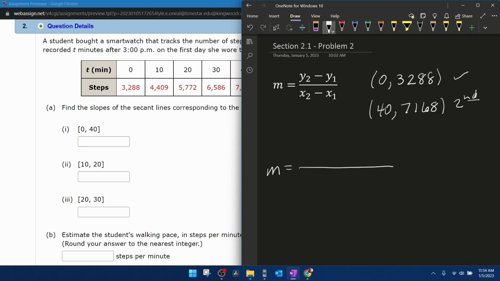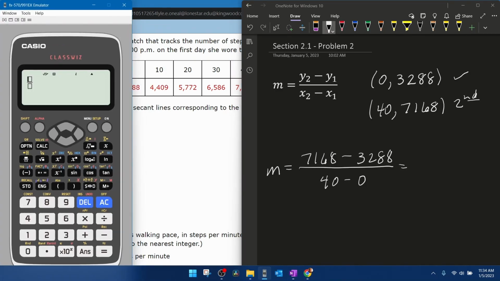Doing a little plug and play, Y2 minus Y1 over X2 minus X1. This calculation will give us the slope of our secant line on the interval from 0 to 40. Again, I like to use my Casio just to make sure I don't make a simple mistake.